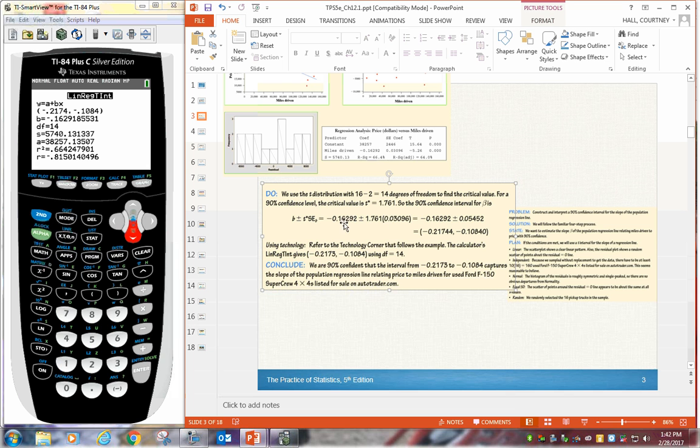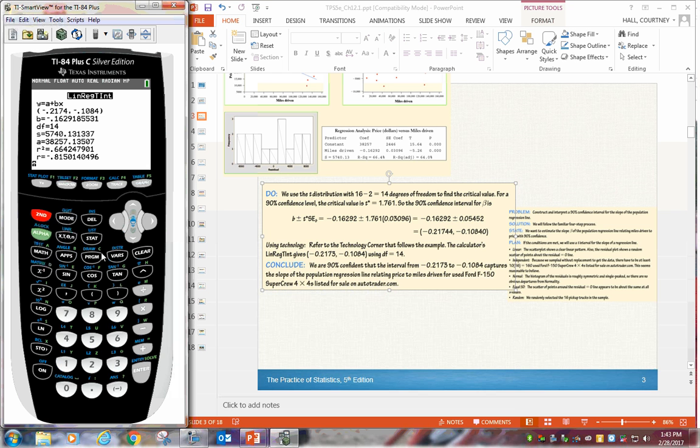You might want to know, where the heck did this 1.761 come from? So I need you to remember that with a 90% confidence interval, that means 90% of the data is in the middle of the curve. So you have 10% left for the tails to share. So you have 5% on the right and 5% on the left.